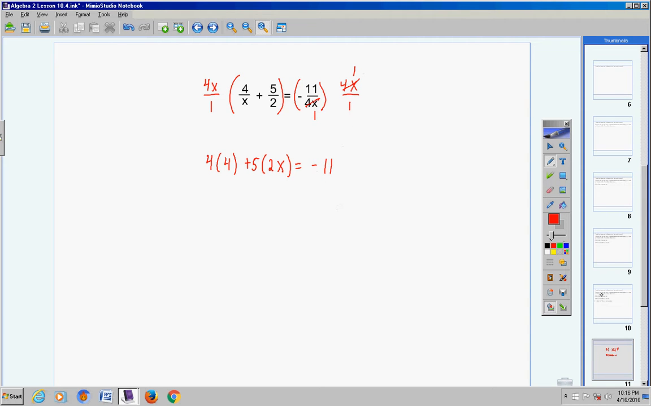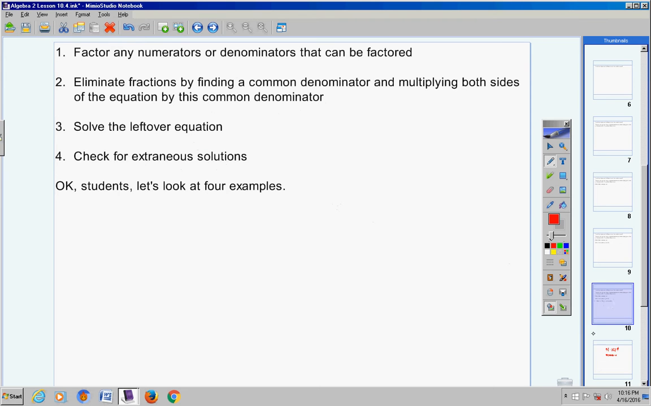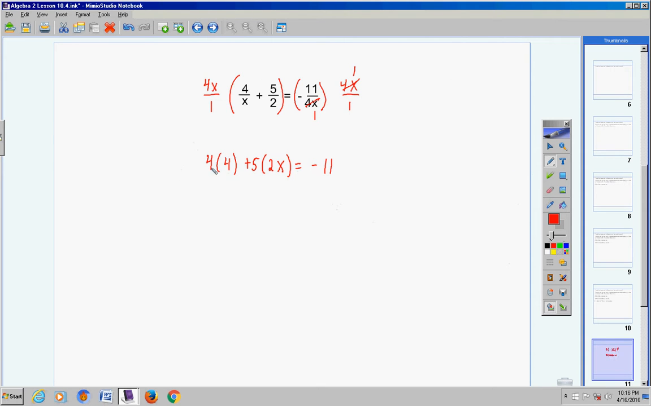Now step 3 says to solve the leftover equation. So here we go. Let's solve the leftover equation. Let's simplify first. 4 times 4 is 16. Positive 5 times 2x is positive 10x. Now let's bring this 16 over and make it a negative 16. So I'm left with 10x equals a negative 27. Divide both sides by 10, and x, a negative divided by a positive, is negative. 27 divided by 10 is 2.7. So I have my answer.